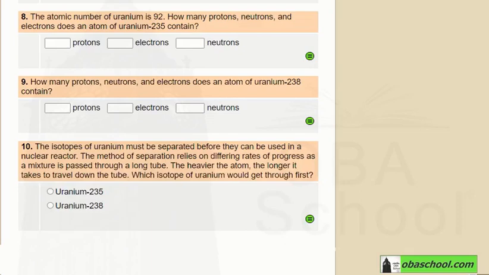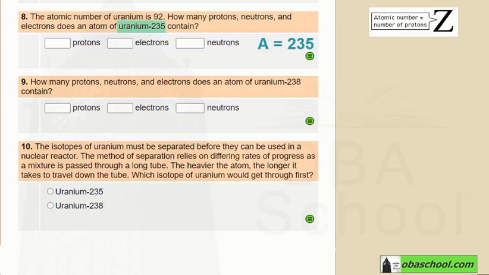Next question. The atomic number of uranium is 92. How many protons, neutrons, and electrons does an atom of uranium-235 contain? So what does this representation mean? It means that the mass number of this isotope is equal to 235. By now, this is a simple question that you should solve in a minute. Yes, you are right. All you have to do is to apply the formula of Z, the atomic number, and the formula of A, the mass number.